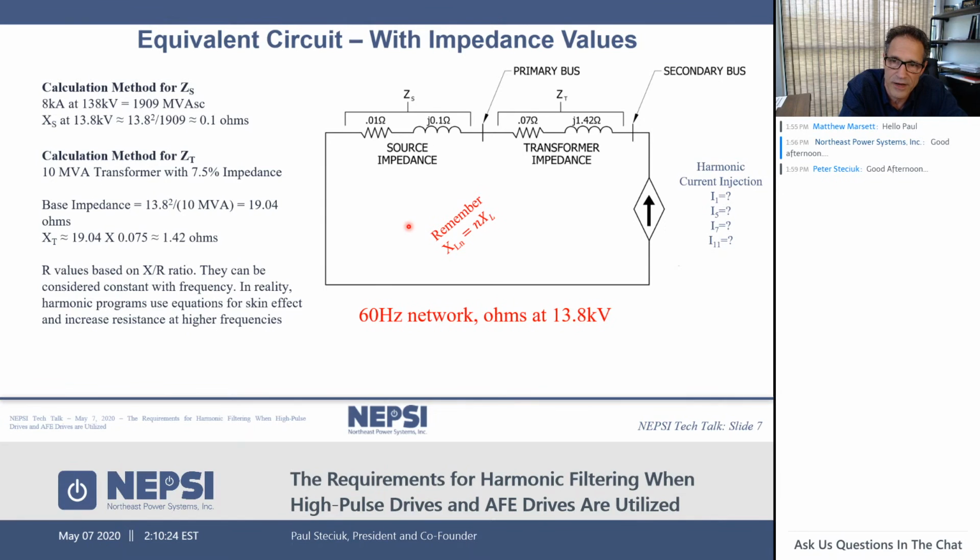And in this case, you have to remember that the inductive reactance of the system, XLN, which is the value of 0.1 ohms here and 1.42 ohms here for the transformer reactance, is impacted by frequency. If we go to the second harmonic, the inductive reactance is double because it's N times XL. So inductive reactance, remember, is equal to 2 pi F, which is frequency, times L, which is inductance.